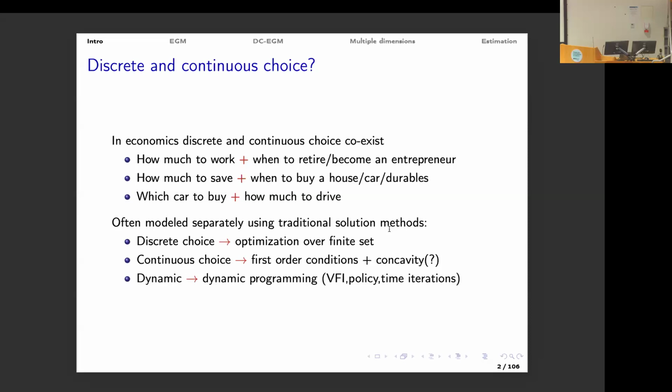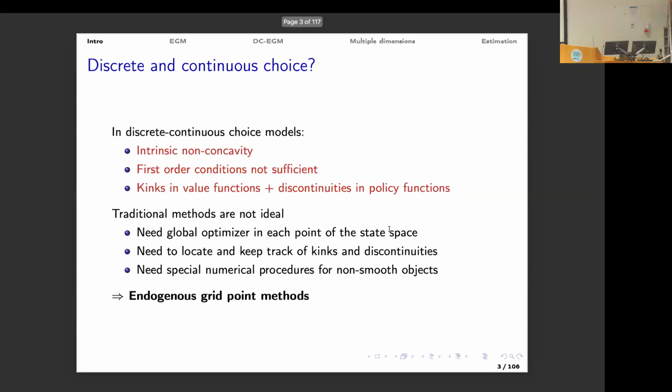But the problem is that with discrete choice, we can optimize over a finite set, which may take more time. With continuous choice, that would be first order conditions. But as I will show you in this lecture, there are a lot of interesting features that appear there. Okay. What are the problems with these models?